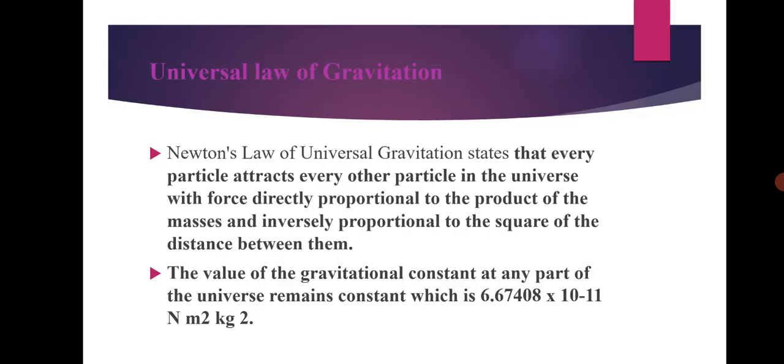Next we see the universal law of gravitation. The universal law of gravitation states that every particle attracts every other particle in the universe with a force directly proportional to the product of the masses and inversely proportional to the square of the distance between them. The value of the gravitational constant at any part of the universe remains constant, which is 6.67408 × 10^-11 Newton meter square per kg square.